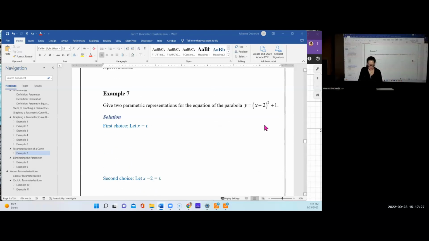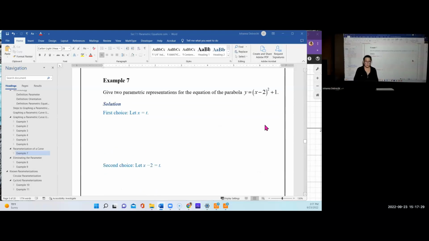Let's take a look now at example number 7, where we're going to parameterize the parabola y equals (x minus 2) quantity squared plus 1, first by choosing x to be t, and then by choosing x minus 2 to equal t. So we're going to do both of these parameterizations. We'll see it gives us a different set of parametric equations for each one. So let's start with choice number 1.